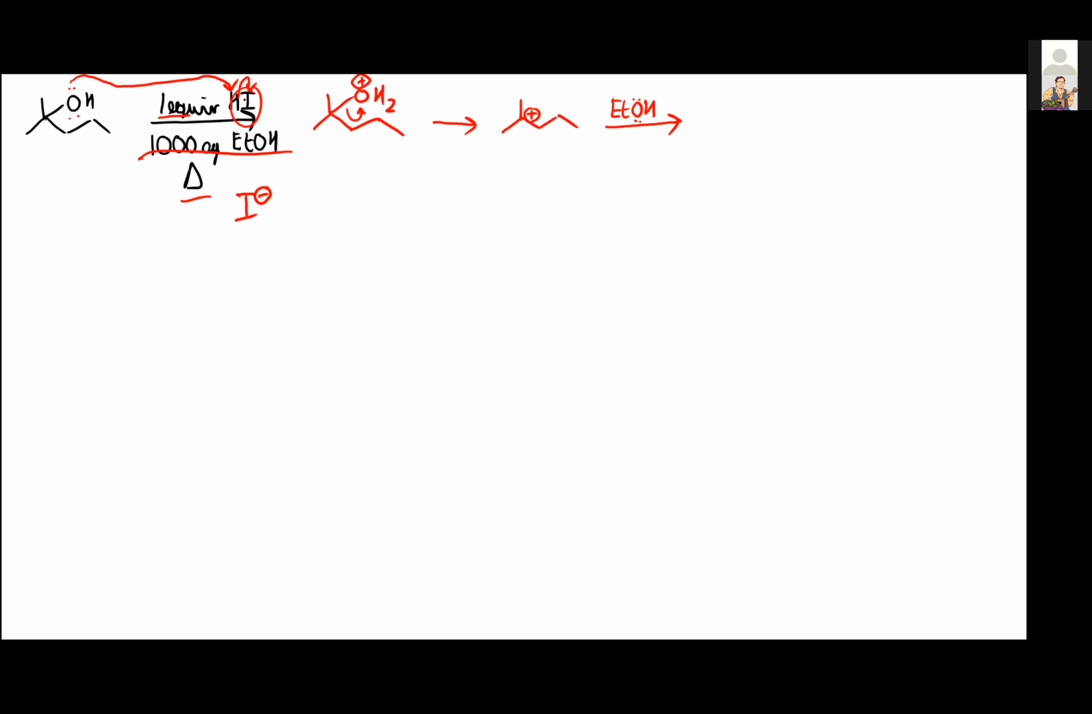So Janik asked, when showing mechanisms on the exam, could we do multiple steps at once, or do you want to space everything out like this? If it's asking you for a mechanism, you need to show every intermediate that's formed. If it's asking for the product, you can sketch however you want to do it.